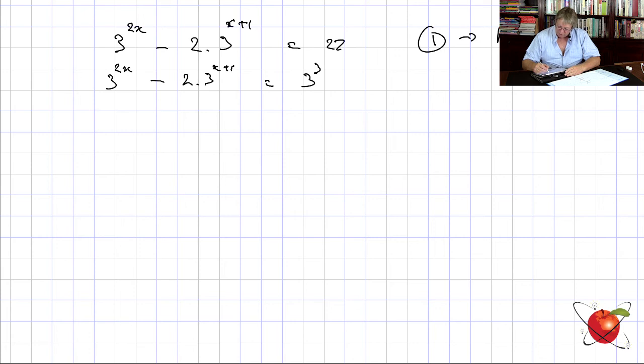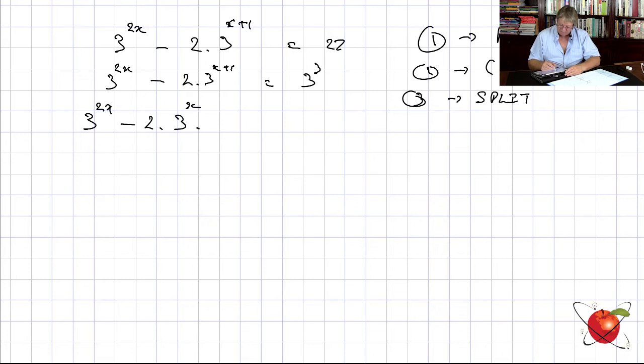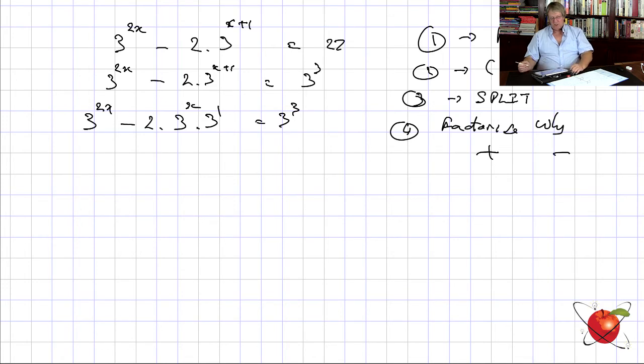Step 2 was remove the brackets. Well, in this case, we don't have brackets. Step 3, we've removed the brackets, then it would be split. Can you remember this? So I say, you are 3 to the 2x minus 2 times 3 to the x plus 1. That's the only one I need to split. So far, so good. I've done what I asked. Now, are there pluses and minuses? Factorize. Why? There are pluses and minuses in the equation.